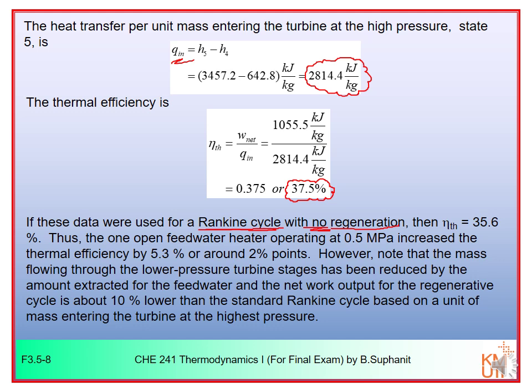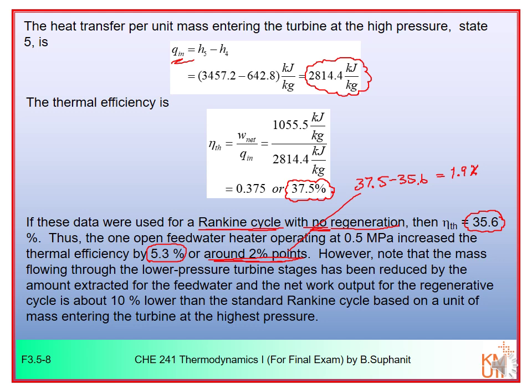Now if you compare the result of the thermal efficiency with the Rankine cycle without any regeneration, the thermal efficiency of that simple cycle is just 35.6%. You can see that with the regeneration, you can improve the efficiency by 5.3% when compared to the original one, or it would be improved by around 2 percentage points. 37.5 minus 35.6, that would be around 1.9%, around 2%, a 2 percentage point increase.